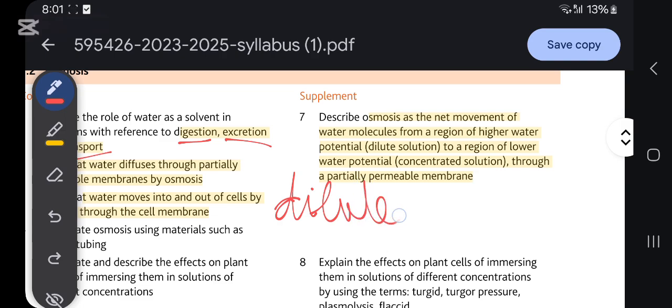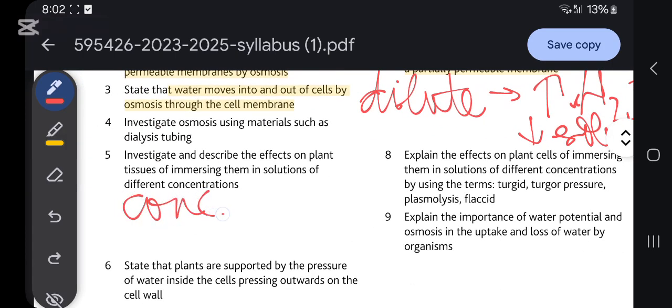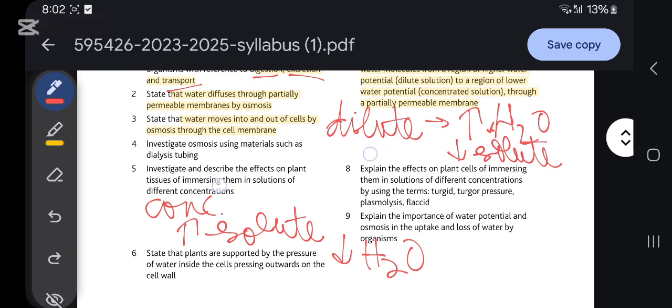Okay, dilute means more water, more H2O, and less solute. And concentrated means more solute and less water. So water moves from a region where there's more water to a region where there's less water.